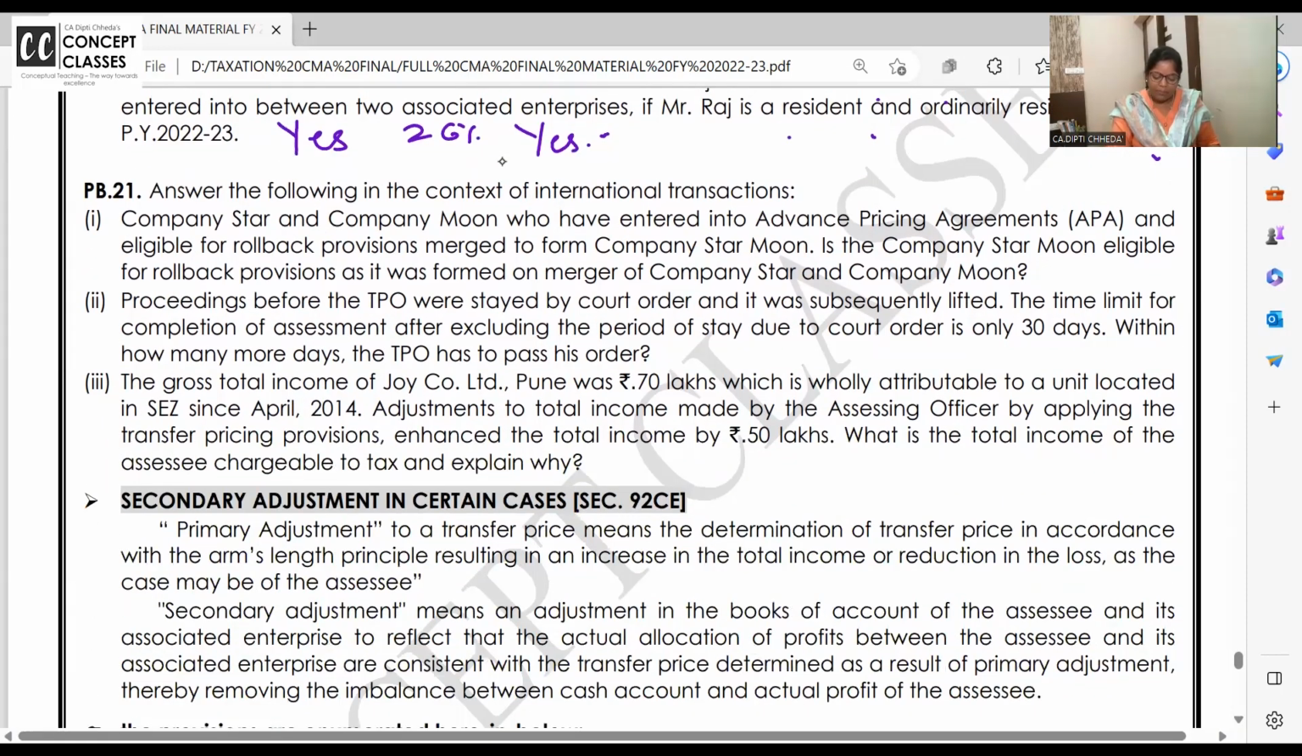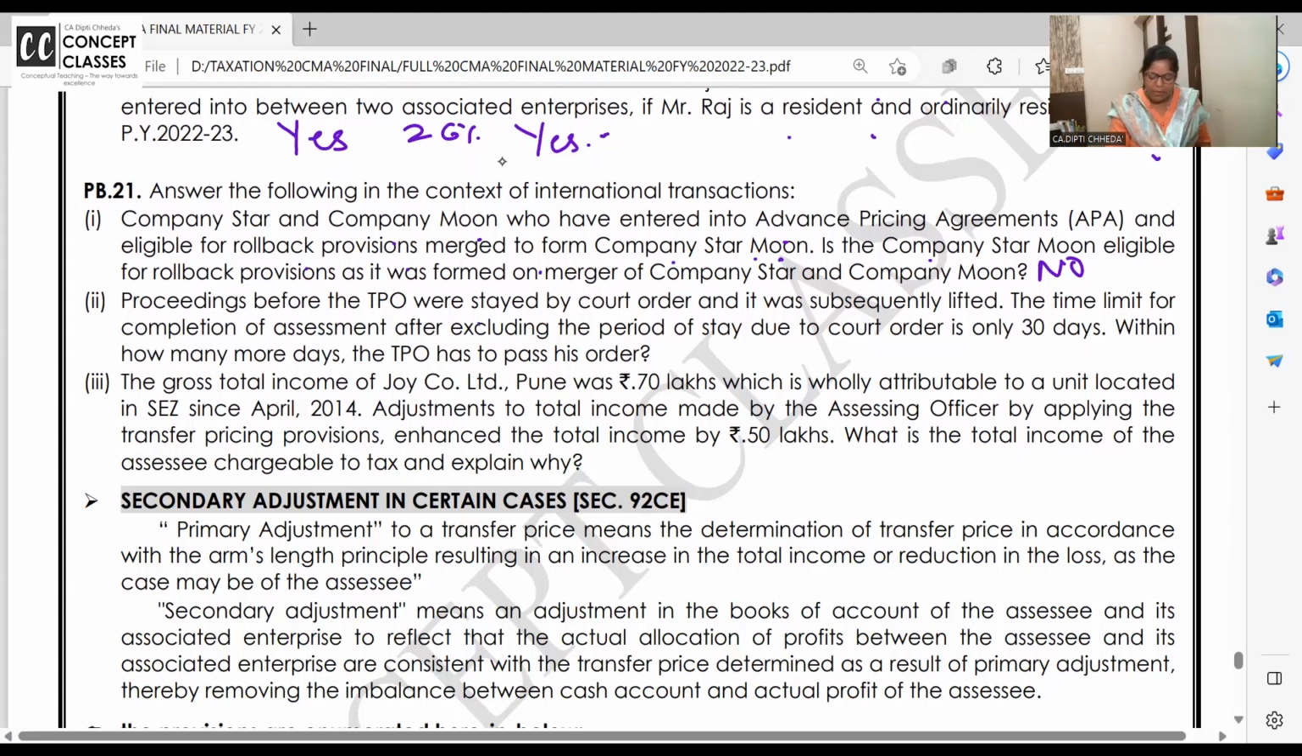Next. Company Star and Moon, these are good questions, amalgamation and demerger ones. Star and company Moon have entered into APA and eligible for rollback, but they have merged to form a new company. Is the new company Star Moon eligible for rollback as it was formed by merger of old companies? Answer is no. Correct, Star and Moon old companies merged and they have formed a new company, but the new company has no past, so they cannot enter.